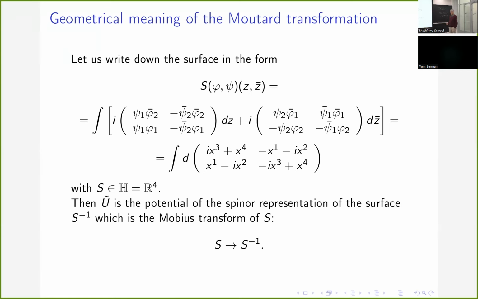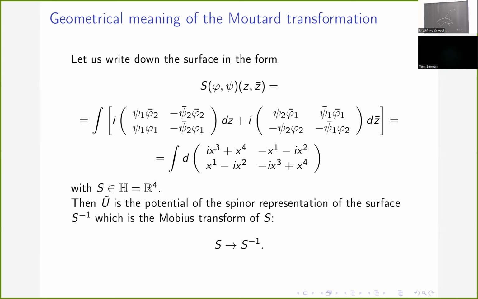And what is this Moutard transformation, which we now define here? We have matrix S. It gives you a surface. There is conformal parameter Z. And for the surface, since S is a matrix, we take this minus 1. That's actually the Möbius transformation in that form. Möbius transformation, inversion, can be written as an inversion of this matrix S.